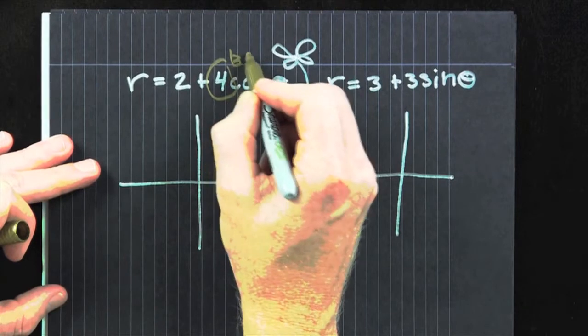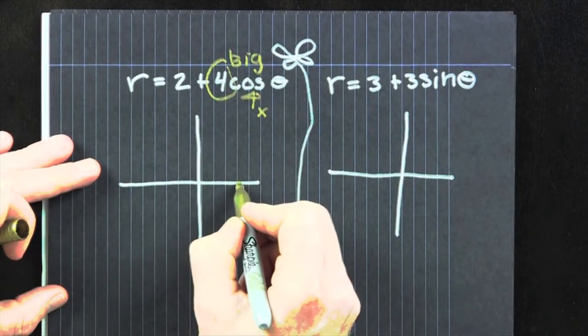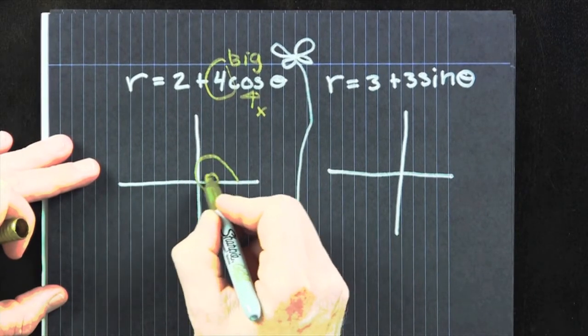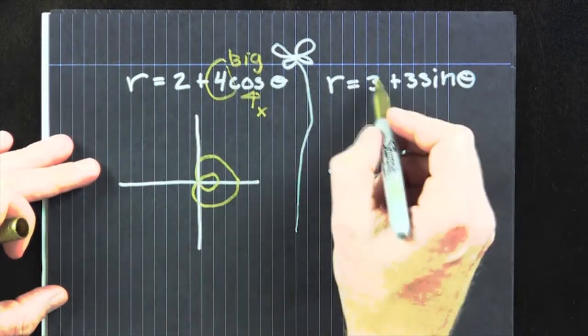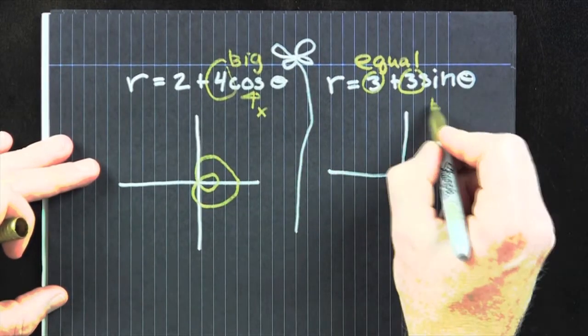Here that coefficient is much bigger, so that means your r's are eventually going to be negative when the cosine's ever negative, so you get a loop-de-loop, and that last one was cosine, so it was on x, now sine.